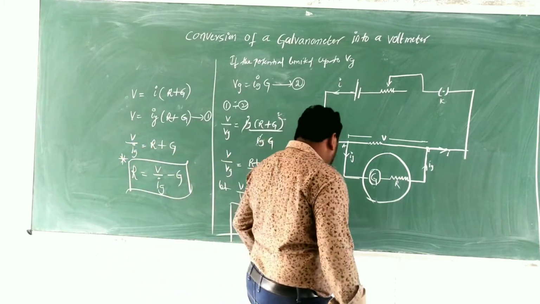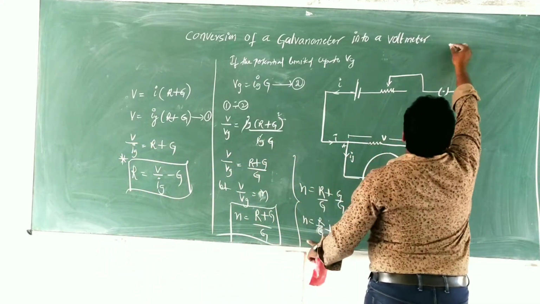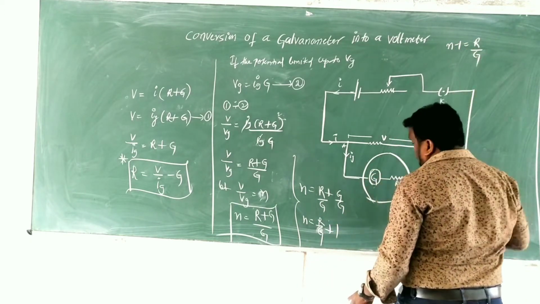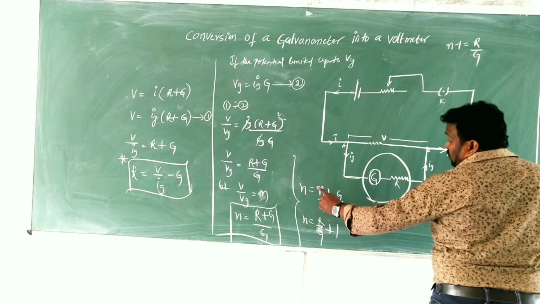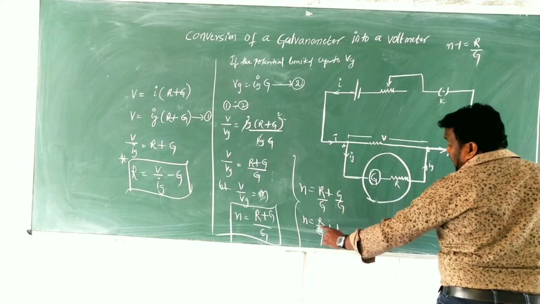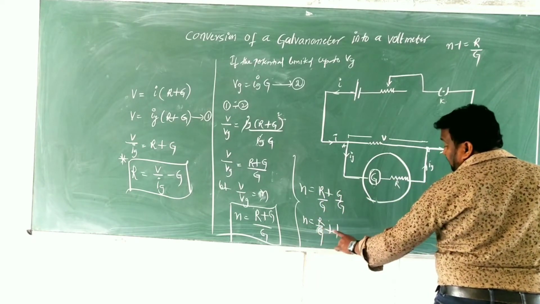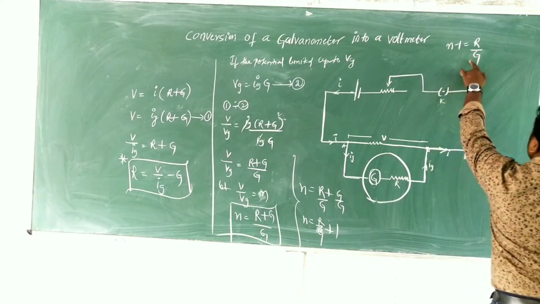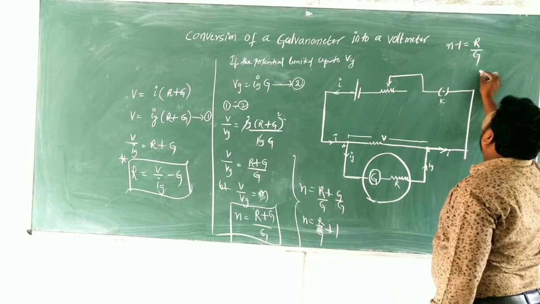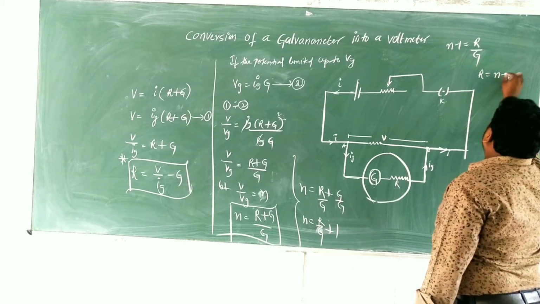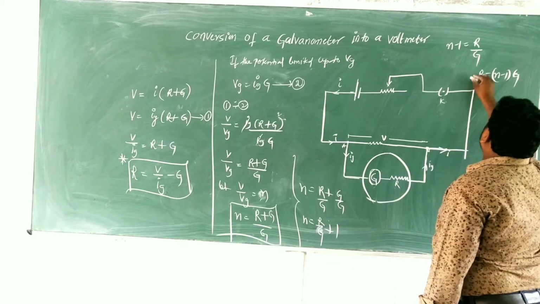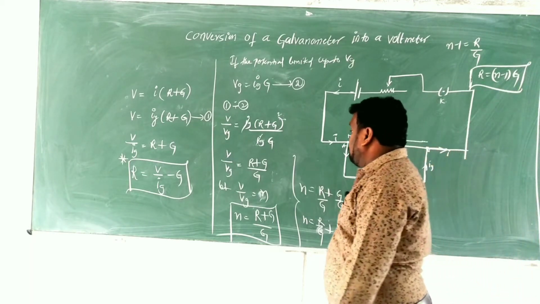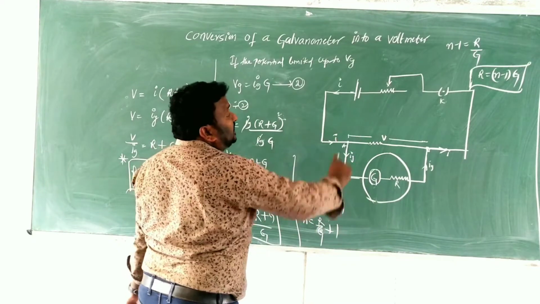From that, what do we have, children? N minus 1 is equal to R by G. Clear? N is equal to R by G plus G by G, and N is equal to R by G plus 1. From that, N minus 1 is equal to R by G. From that, R is equal to (N minus 1) into G. So this is another form of the resistance. R is equal to (N minus 1) into G.